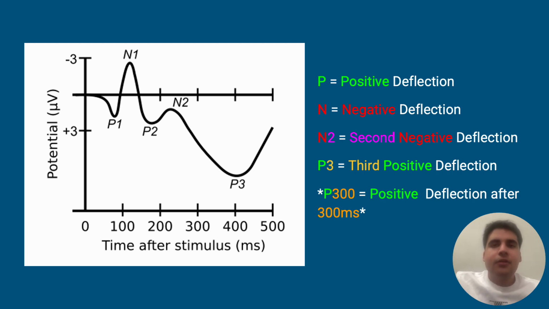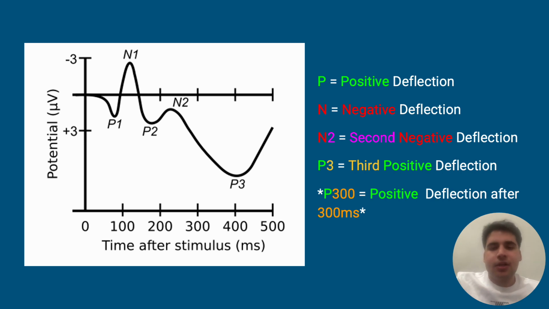There are also other numbers that we have to remember. For example, P300. If the number is very large, of course, it is not telling us the position of the wave, but rather the milliseconds. For example, P300 indicates that it is a positive deflection that happens after 300 milliseconds.